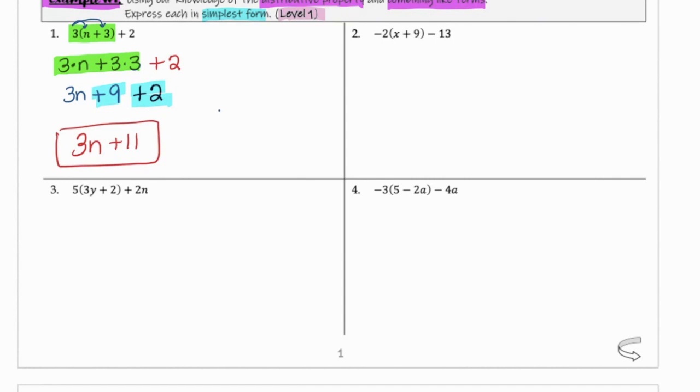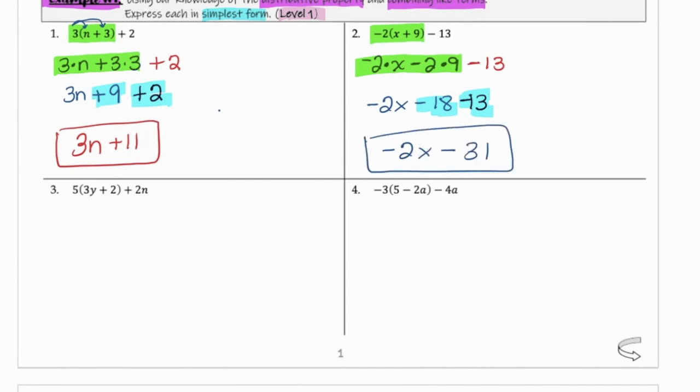Let's try number 2. We're going to identify our distribution first, apply that, so that we got negative 2 times x, negative 2 times positive 9, drop down that negative 13. I am multiplying those values, negative 2x minus 18, drop down that negative 13, and at this point, I'm combining my like terms.